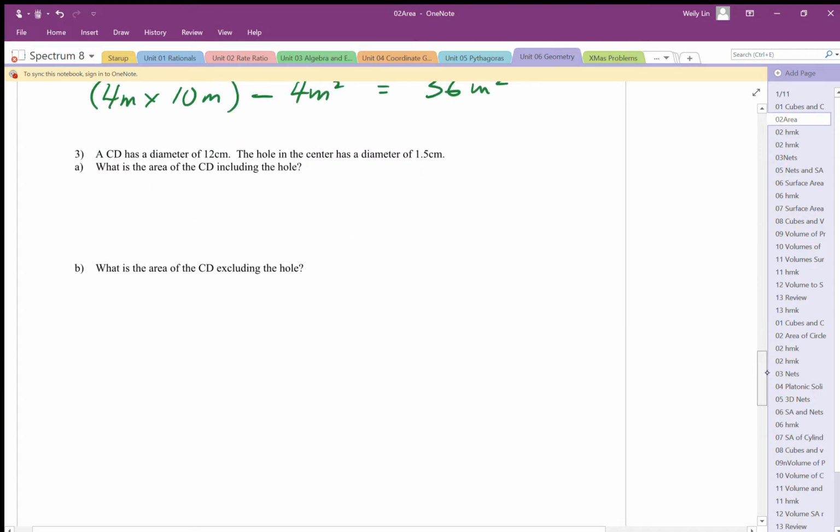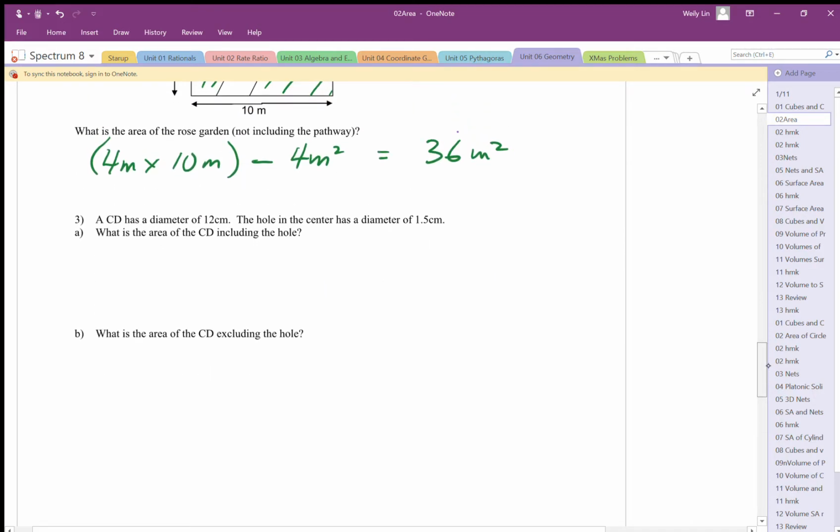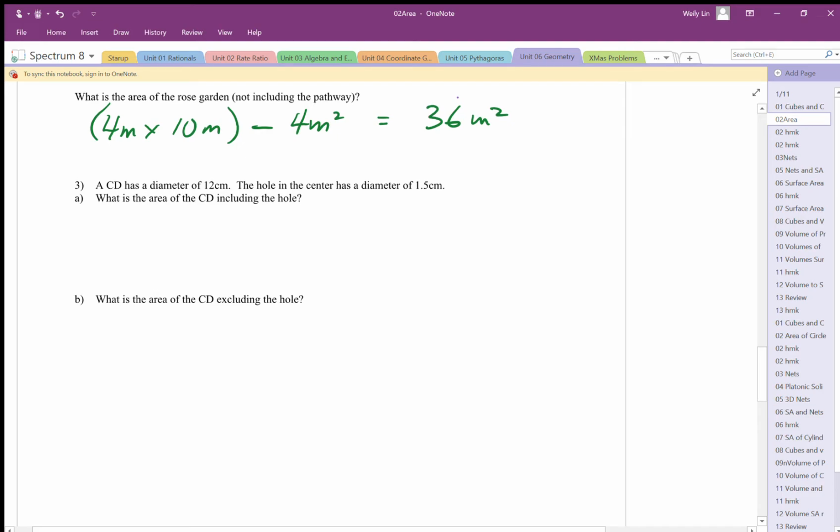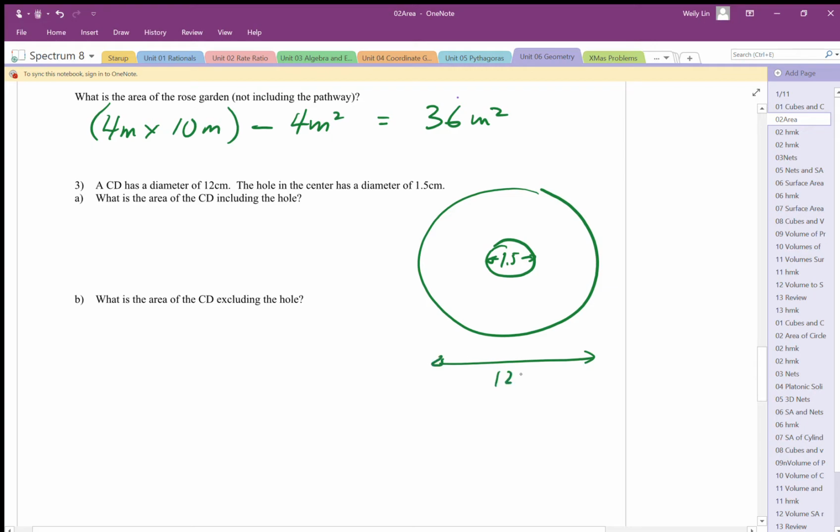So CDs. Some of you have probably never had too much dealing with CDs, but a CD looks like this. So I have a circular disc and a hole in the middle. And I'm just going to make that hole a little bit bigger. The width across here is 1.5 centimeters, and the width across here is 12 centimeters. And we want to know the area of the CD including the hole.